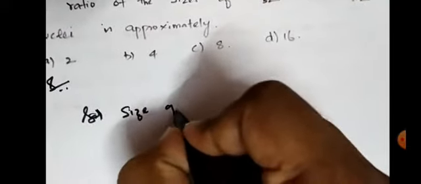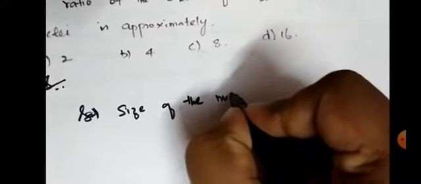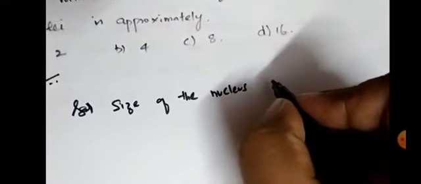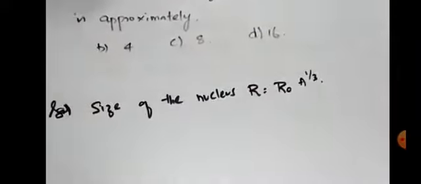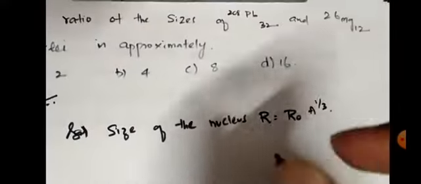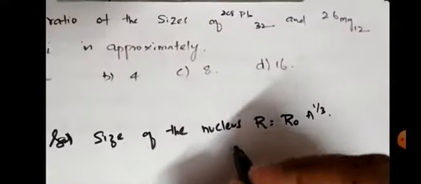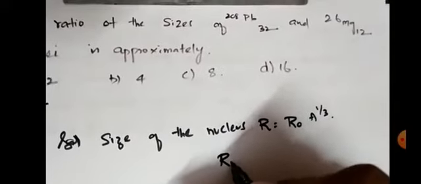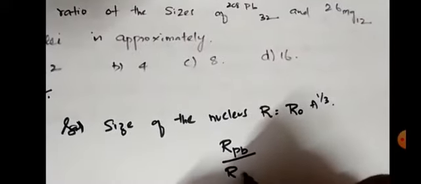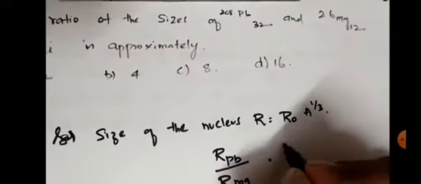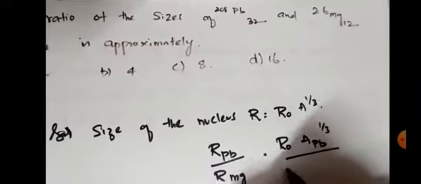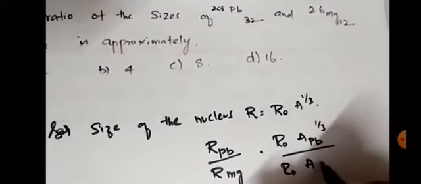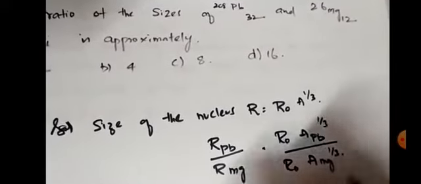The size of the nucleus is given by R is equal to R naught A to the power 1 by 3, where A is nothing but the mass number. So for R of lead Pb divided by R of Mg, which is equal to R naught A Pb to the power 1 by 3 divided by R naught A Mg to the power 1 by 3.